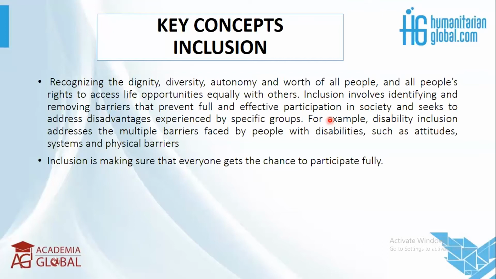So for example, in terms of disability inclusion, you address the multiple barriers that people with disabilities are facing. So we talk about attitudinal barriers, system barriers, and physical barriers. So inclusion in a nutshell is really making sure that everyone gets a chance to participate fully. So it's all about effective participation and people also being able to get and receive the services that they deserve.